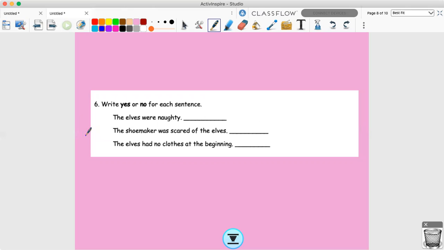Okay, question number 6. So we've got some sentences here, and all you have to do is write yes or no for each sentence, and yes is here and no is here, so you can spell it correctly. So the elves were naughty. Is that yes or no? Write your answer on the line. The next sentence, the shoemaker was scared of the elves. Did that happen in the story? Write yes or no on the middle line. And the last sentence, the elves had no clothes at the beginning. Is that yes or no? Was that in the story? Write your answer on the bottom line.